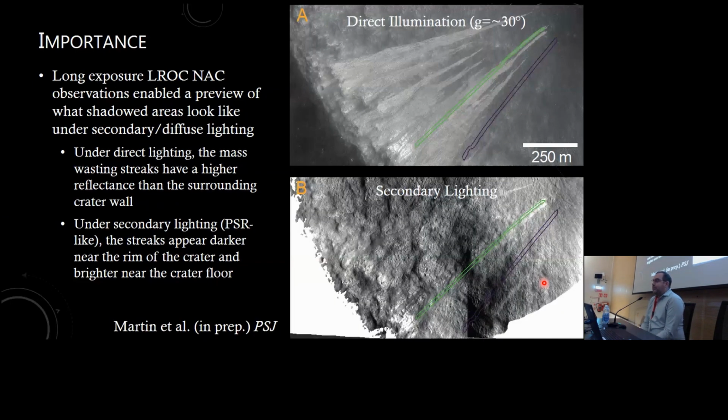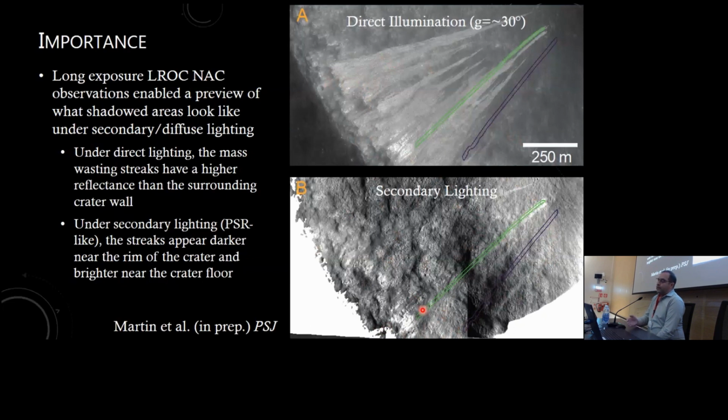So why is this important? LROC NAC has provided some good previews into understanding what shadowed areas might look like. The way this was done was by collecting observations near beta 90. When the incidence angle was near 90 degrees, if we image equatorial craters with long exposures, we would be able to see those areas in shadow. At the top here, we have a region captured under direct lighting, when the phase angle is about 30 degrees, so this is what you would normally see when you open up QuickMap. And then we also collected under secondary lighting.